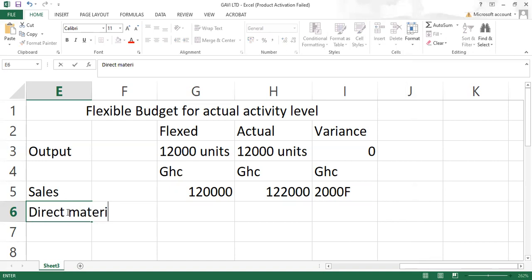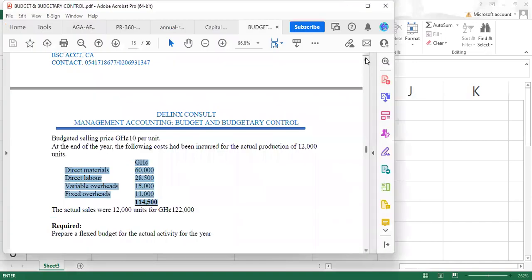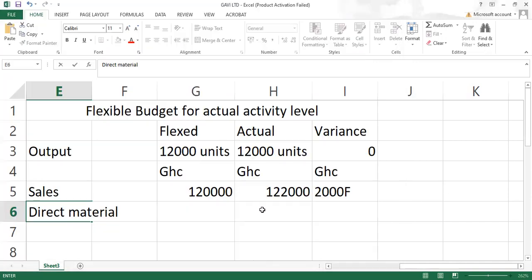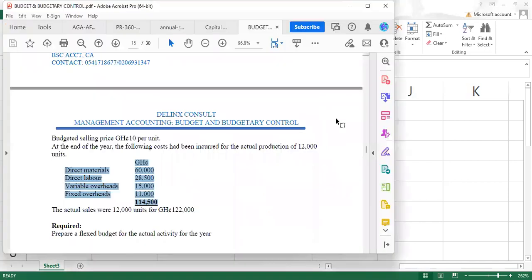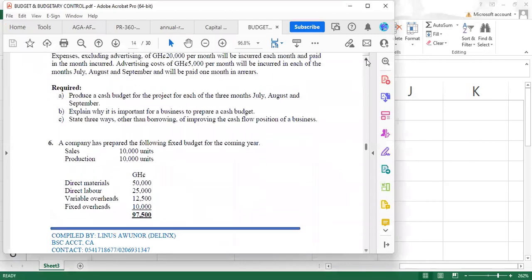Okay, the next item is direct material, isn't it? Yes. Direct material cost. If you like, come and put all the actual costs here. Direct material actual is 60,000. So the actual, you won't do any calculation. We do calculation for only the first level. Okay. So let's come here.